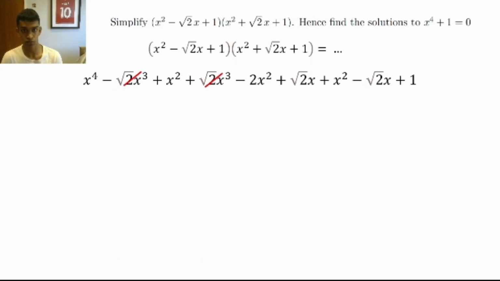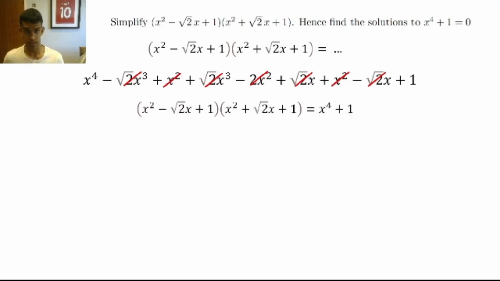We have a minus root 2x cubed and a plus root 2x cubed, so they cancel to get 0. We have x squared and a minus 2x squared, so they cancel out. And finally, we have a root 2x and a negative root 2x, and so they cancel out again to get 0. And what we're left with is x to the power 4 plus 1.